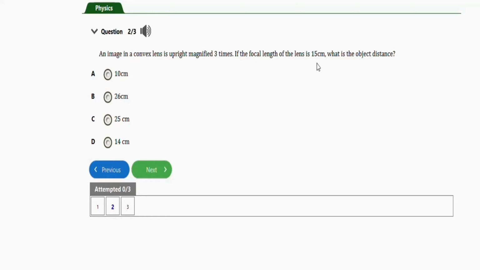Okay, now for the basic formula for calculating object distance or image distance when focal length is involved, we have the basic formula to be 1 over f equals 1 over v plus 1 over u, where our u is the object distance, our v is the image distance, and the f is the focal length.